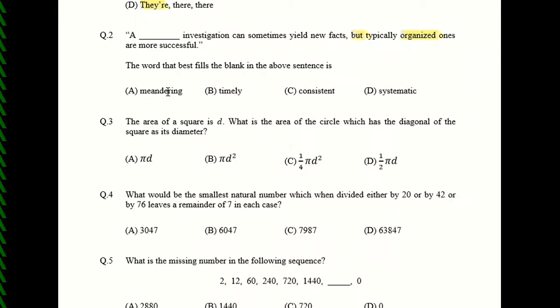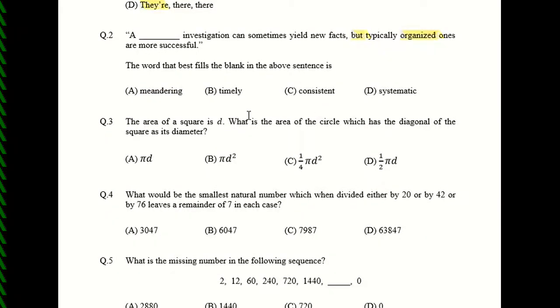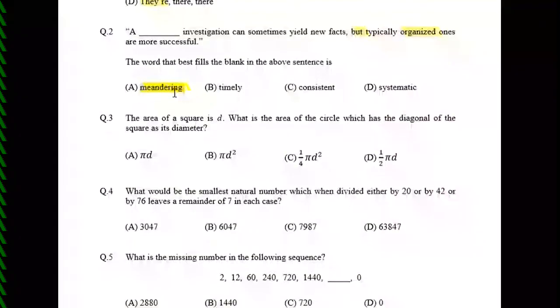So the first option is meandering. Meandering means going slowly, going slow with your investigation in this case. So meandering is not organized, it's just going slow. Timely is organized, because organized things are timely; they are properties of organized. Consistent is also organized, and systematic is also organized. So I think the best fit for this sentence is meandering. So A will be your correct answer.